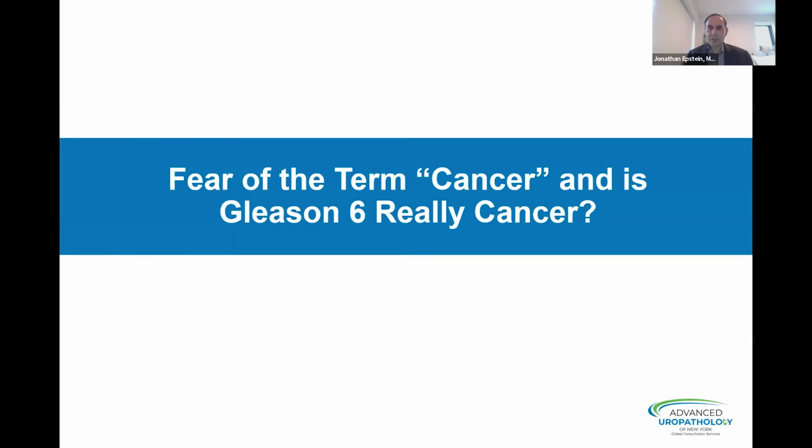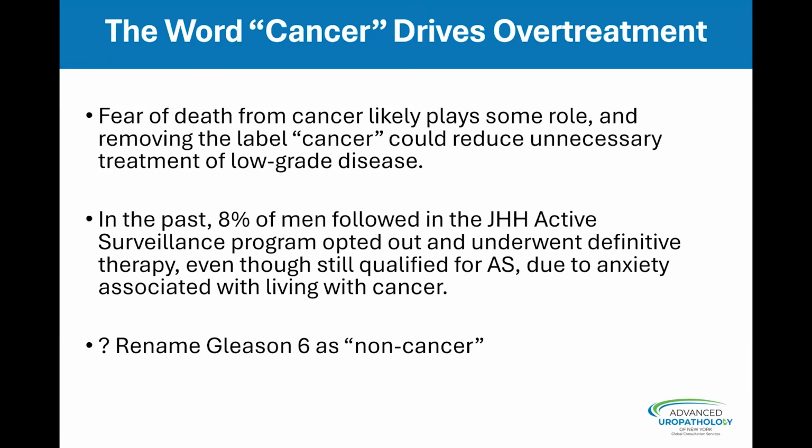Let me briefly touch upon an issue where there's been controversy about calling Gleason score 6 cancer. That's relating to the fear of the term, the word cancer. The potential is that if you're diagnosed with cancer, it can drive overtreatment. Fear of death from cancer likely does play some role. And if you could remove the label of cancer, maybe that would reduce unnecessary treatment for low-grade prostate cancer. Just to show you a fact which emphasizes this point, in the past, about 8% of men, when I was at Johns Hopkins, on active surveillance, opted out and underwent definitive therapy, whether it's radiation or surgery, even though they still qualified for active surveillance, just due to anxiety associated with living with cancer.